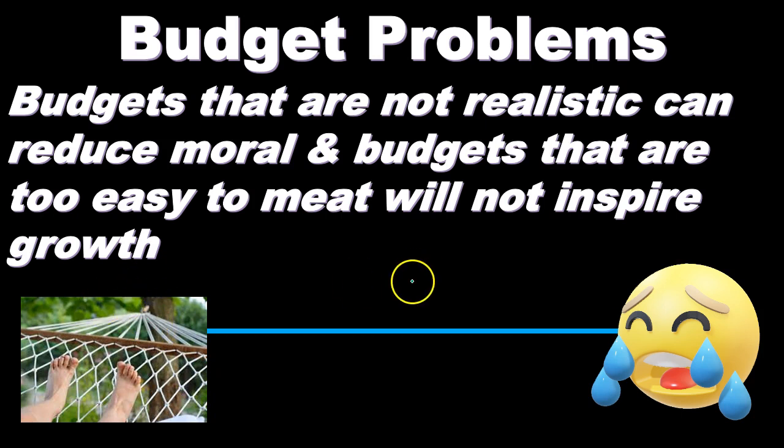So what you want is to hit that sweet spot for people. And again, every person is different, so it's difficult to do. But you want to hit that spot where people are really trying for the goal. It's difficult for them, and yet it's not too difficult. It's not unachievable. And that's always a balancing act within the budgeting process.